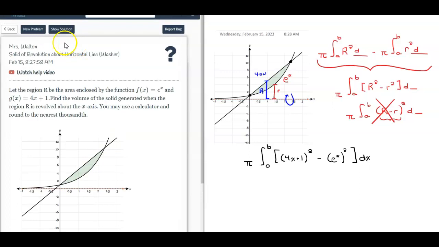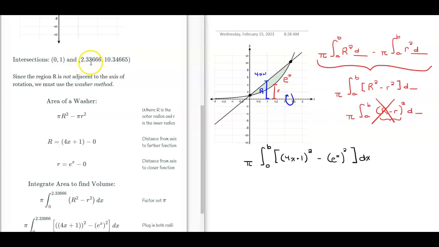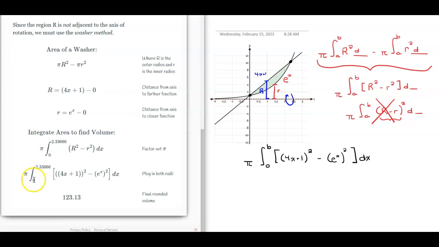So I'm going to go ahead and show you the solution just to see how close. That intersection was 2.33666. So notice the setup is the exact same. We have pi, we're integrating from 0 to 2.3. This is our outer radius minus this is our inner radius, and then that is our final volume is 123.13. So that is our first example around the x-axis.